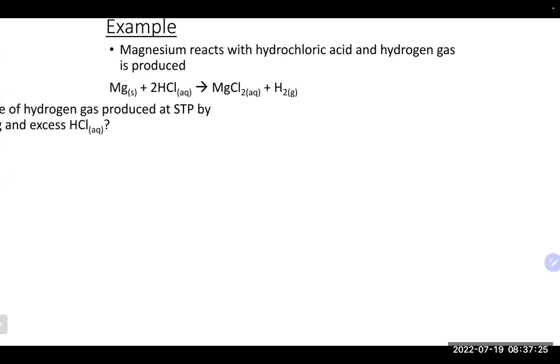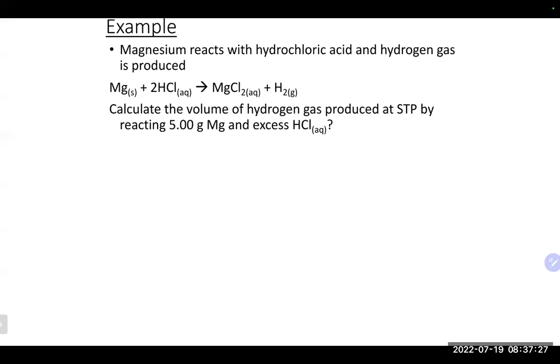All right, let's see. Why don't you try one here? It's actually an experiment we're going to do next week, I think. Magnesium reacts with hydrochloric acid and hydrogen gas is produced. Calculate the volume of hydrogen gas produced at STP if 5 grams of magnesium reacts with excess hydrochloric acid. 24.31 is the molar mass of magnesium there. You could look here.